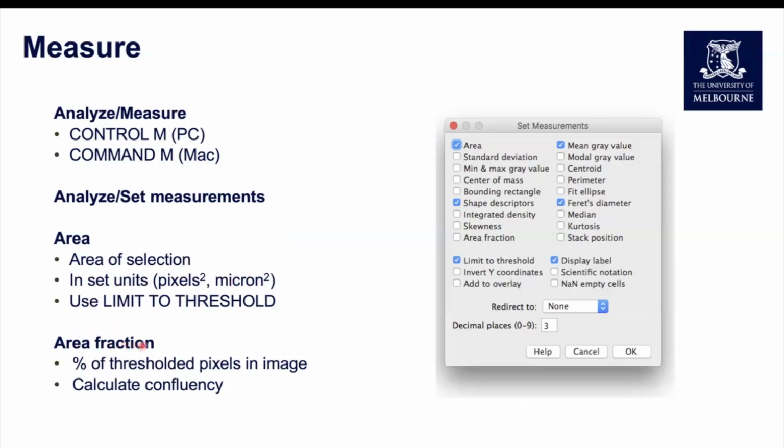We can also read out area fraction, and we'll do this in a couple of the activities. That is a percentage of the thresholded pixels in the total area of the image. So we're going to use this for calculating cell confluency as one of the activities.